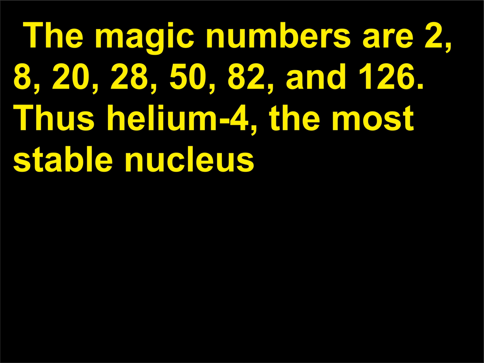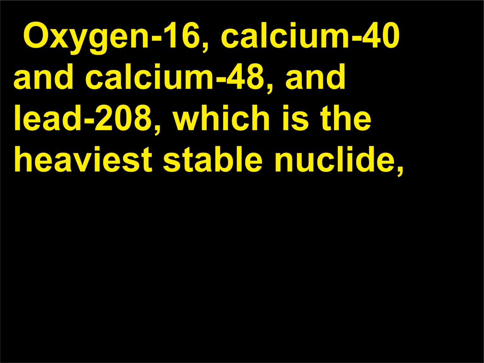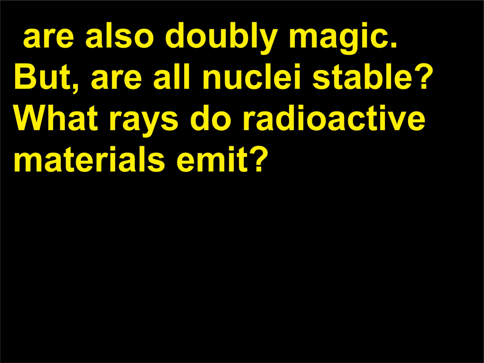The magic numbers are 2, 8, 20, 28, 50, 82, and 126. Thus helium-4, the most stable nucleus, has a magic number of protons and a magic number of neutrons, and so is called doubly magic. Oxygen-16, calcium-40, calcium-48, and lead-208, which is the heaviest stable nuclide, are also doubly magic. But, are all nuclei stable?